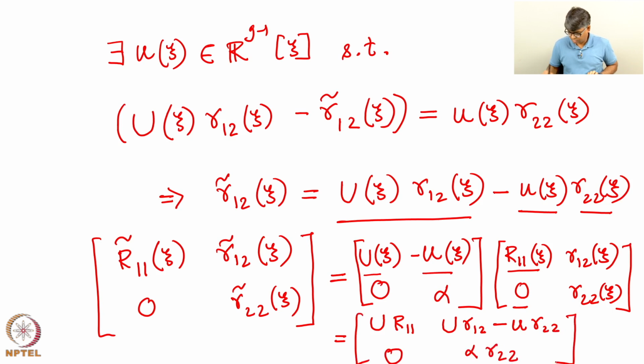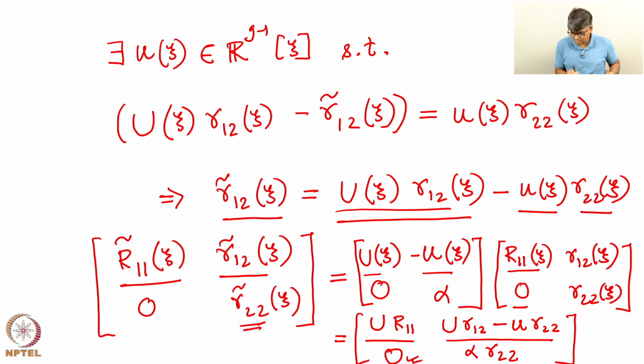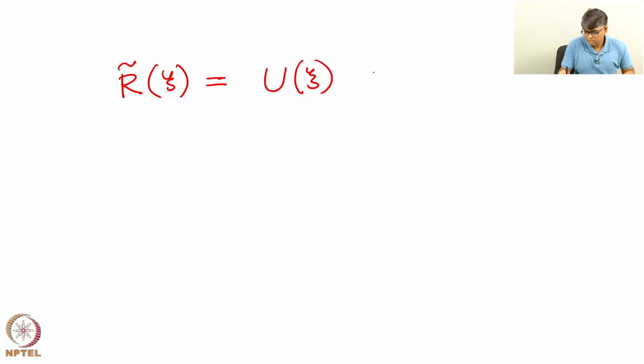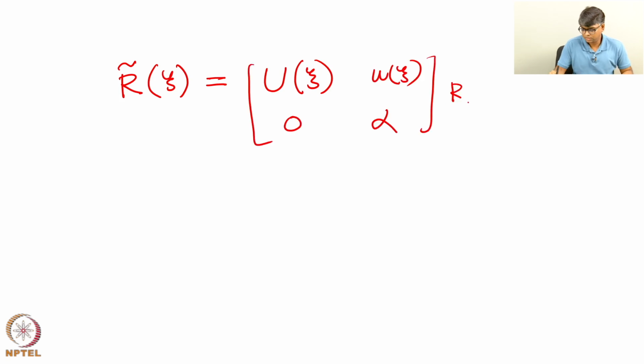Now check, is this indeed true? Yes, we have already proven r11 tilde is equal to u times r11. So this is checked out. R12 tilde, just now we have proven R12 tilde is equal to u times R12 minus small u times R22. Yeah, that is what it is. And this is anyway 0, and R22 tilde is alpha times R22, that also checks out. So essentially what have we proven? We have proven R tilde xi is equal to the matrix with U xi, small u xi, 0, alpha, times R xi.